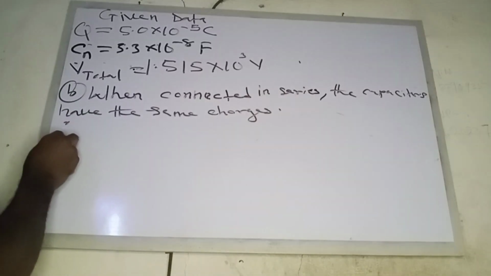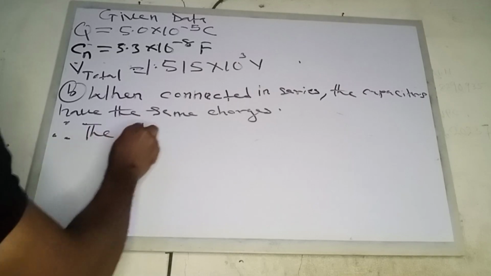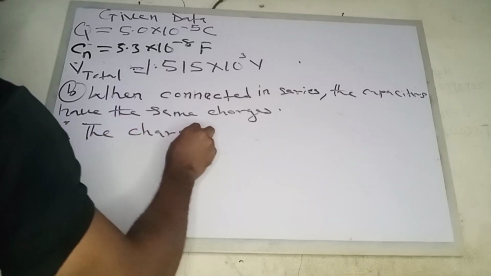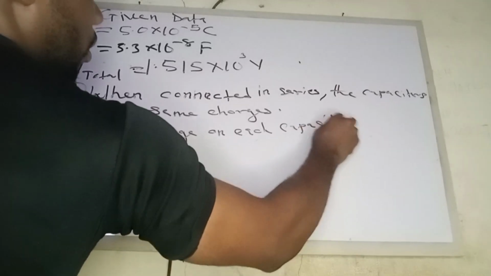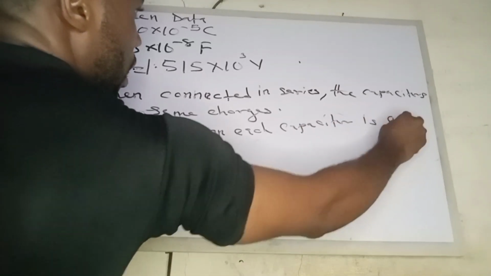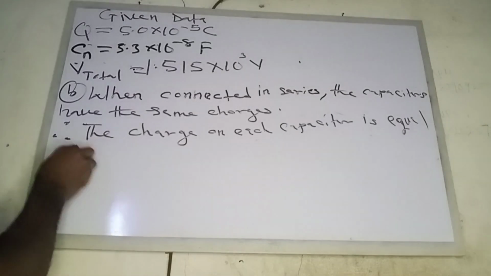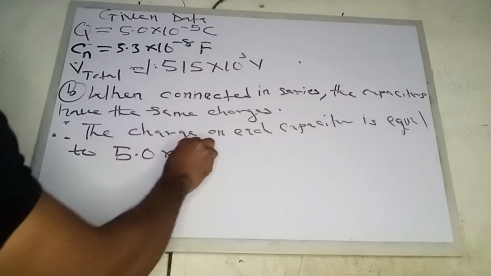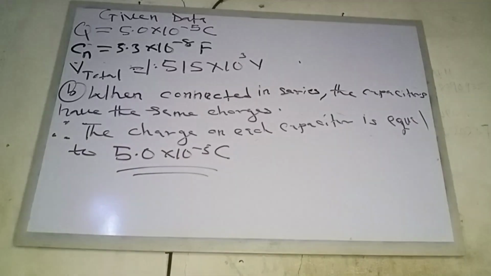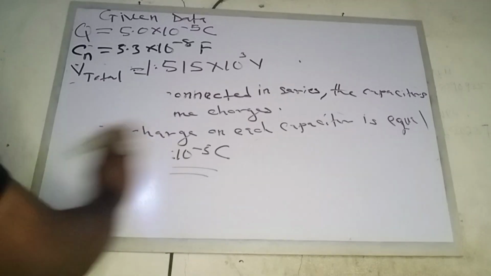So therefore, the charge on each capacitor is equal to 5.0 times 10 raised to minus 5 coulomb. So this is just the quick answer to the B part. Now I'll take away this. Then we go to the third question.